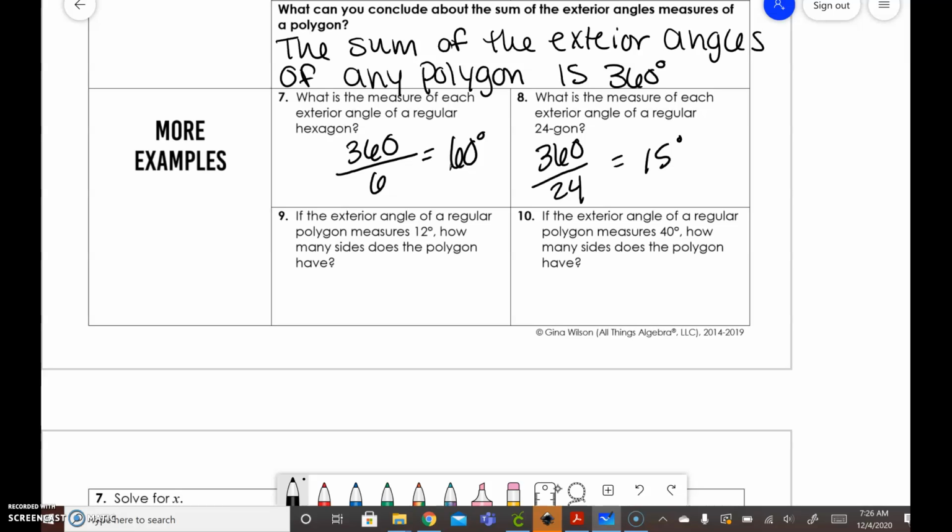If the exterior angle of a regular polygon measures 12 degrees, how many sides does this polygon have? So we don't have an equation that would tell us, given the exterior angle, we do a formula and we can get the number of sides.